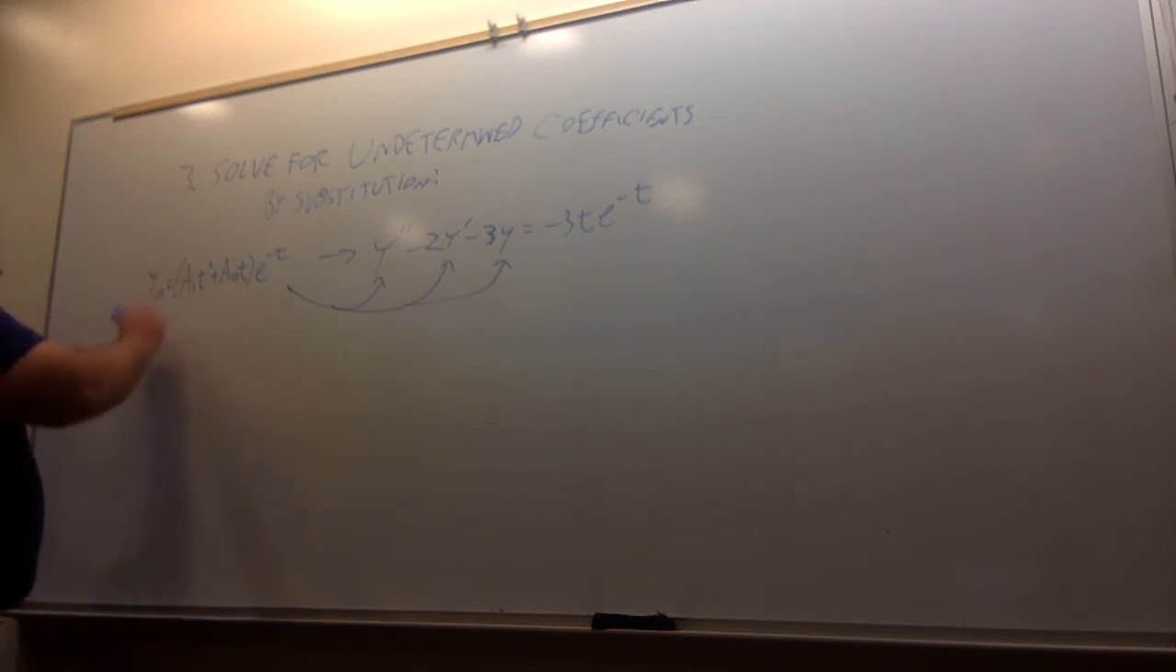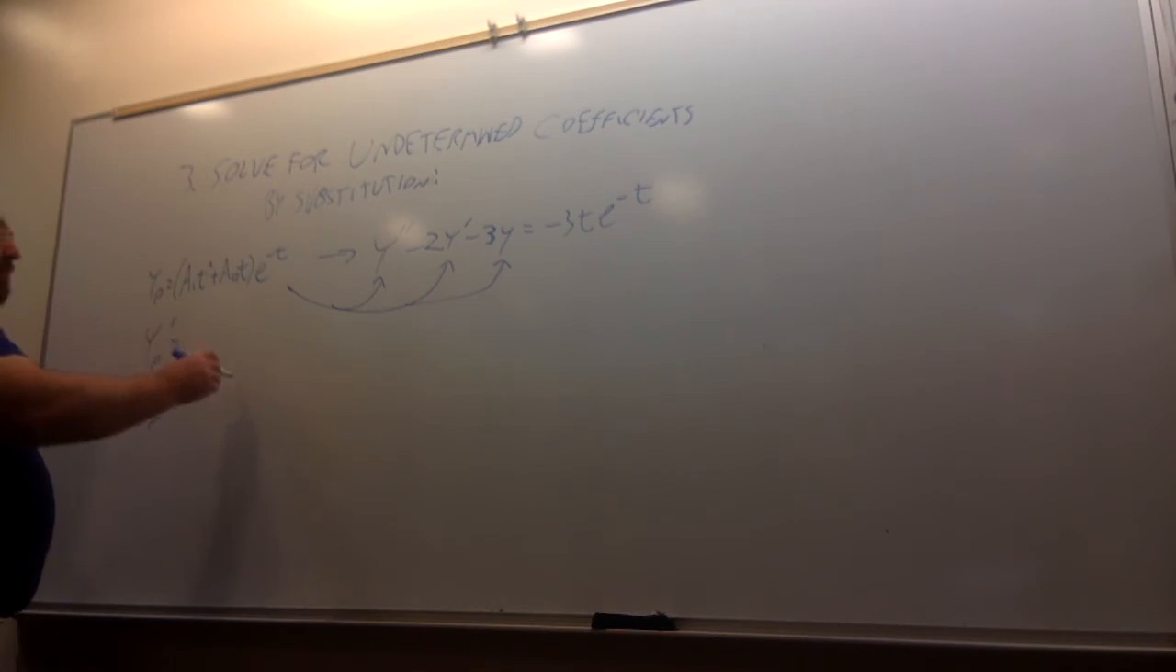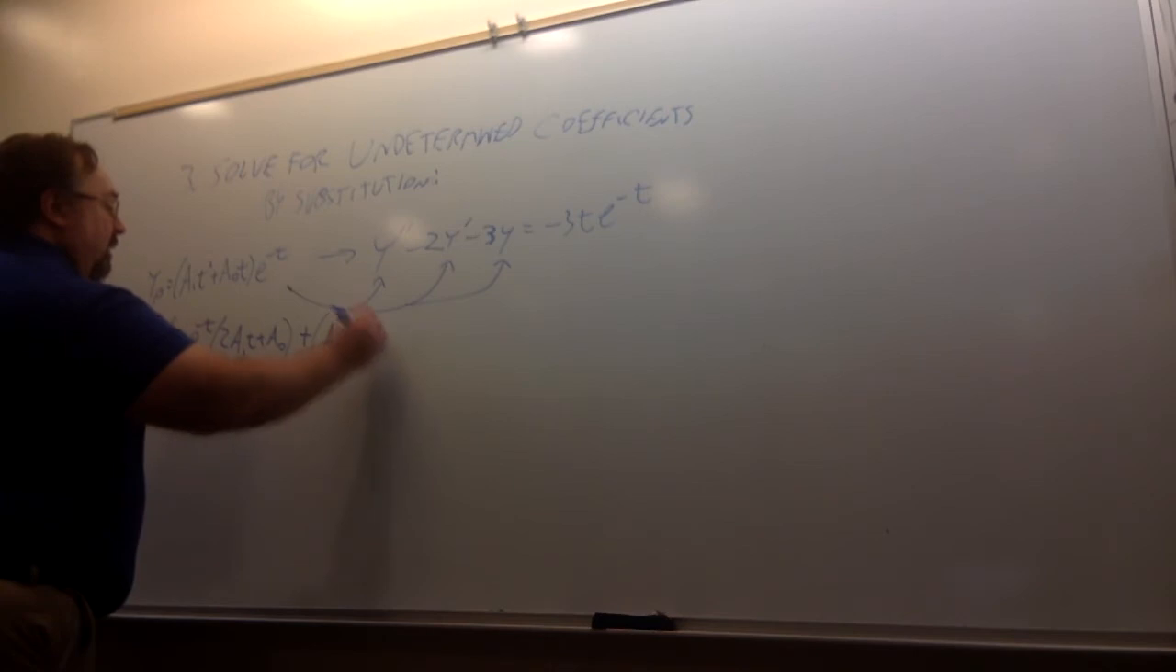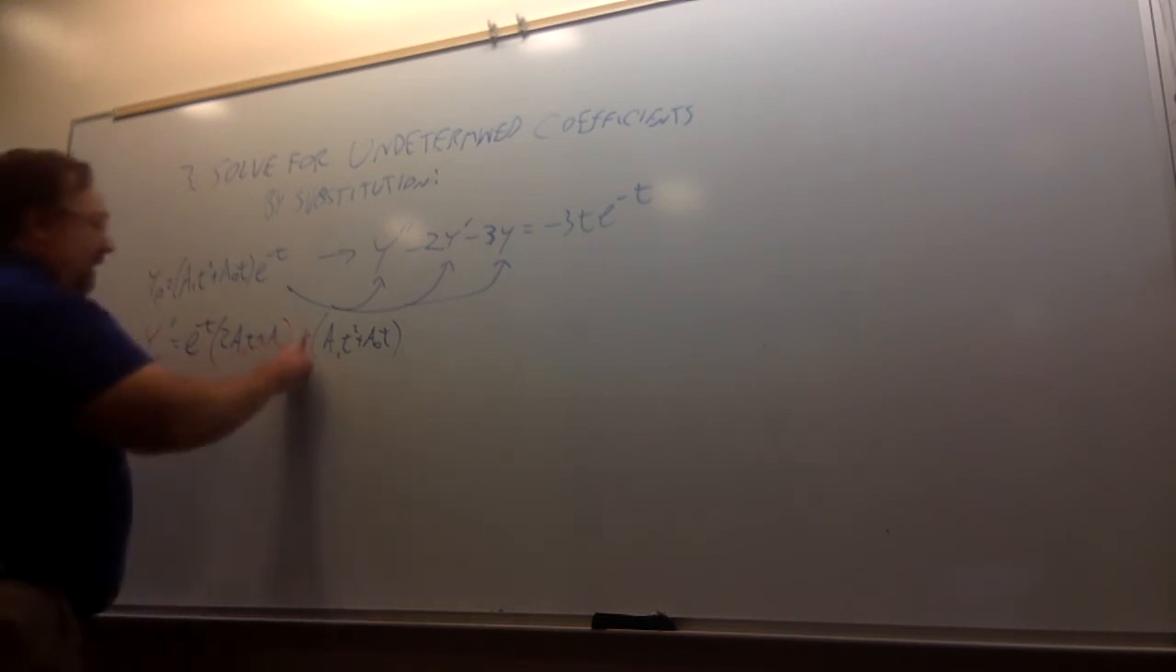Now, like before, we need the first and second derivatives. It's going to be a little messier than before. What do we need to use that we didn't need last time as far as taking derivatives? What rule? Yeah, we've got to use the product rule because we have a polynomial here times an exponential. So what we're going to get is e to the minus t times the derivative of this, so that's 2a1 t plus a0, and then we have this polynomial times the derivative of e to the minus t, but that's going to be minus e to the minus t.